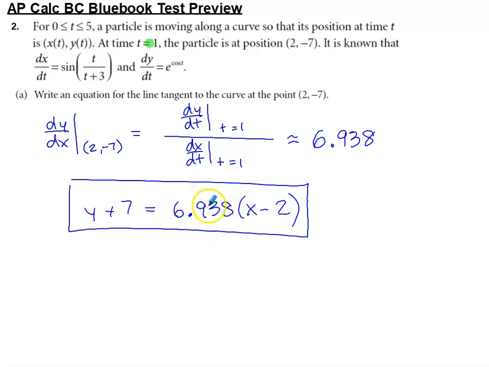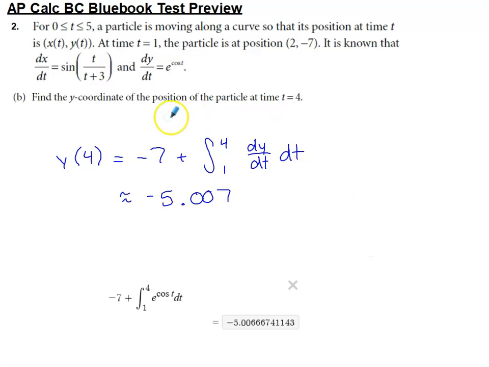Calculator's in place. You can definitely do this with the calculator. You should end up with a slope of 6.938. I've got the point slope form version of the equation of the tangent line. You can do slope intercept if you wanted to solve this for y and go to that intermediate form that you see a lot throughout your calculus course. That is all fine.